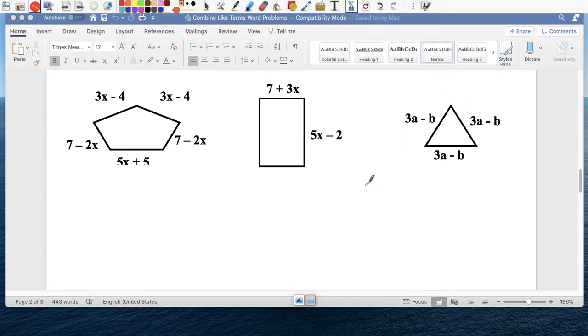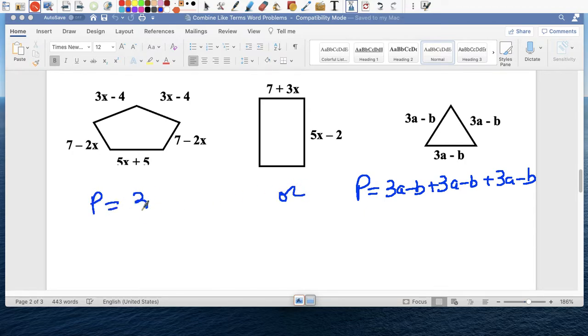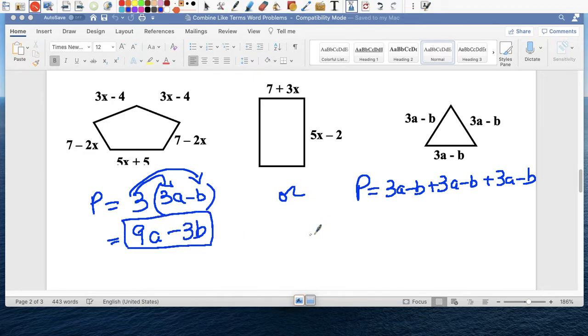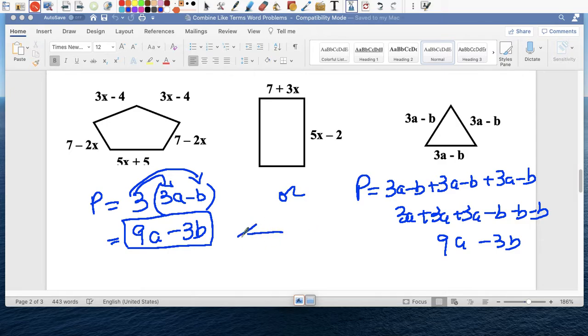Over here we have a triangle, so we can do 3a minus b plus 3a minus b plus 3a minus b. Or we can do, well, we know there's 3 of them, so I multiply 3 times 3a minus b in parentheses. This one I'm going to use the distributive property. And we get 3 times 3a is 9a. Positive times a negative is a negative, and 3 times b is 3b. And that's your answer. Look how much easier it is than putting all the like terms next to each other, and you get the same answer. So do you want that one, or you got that one?